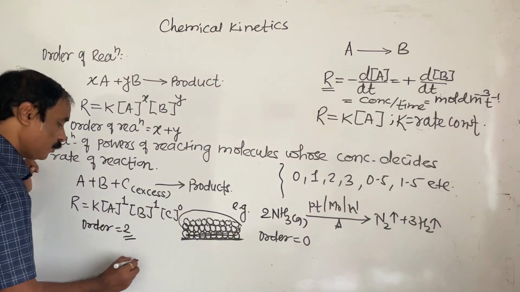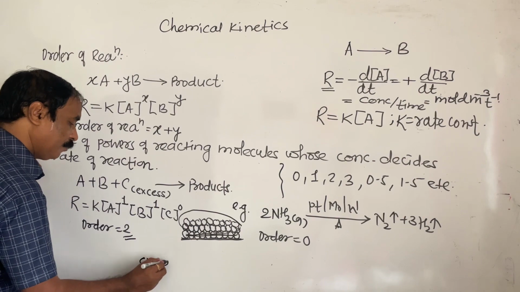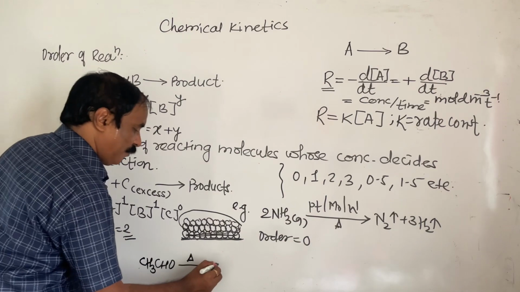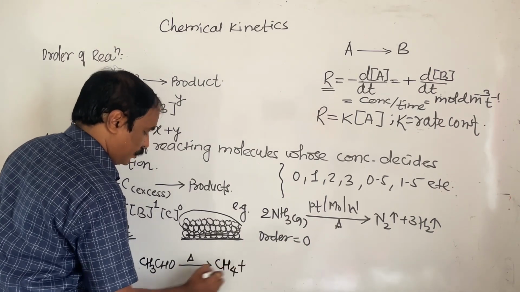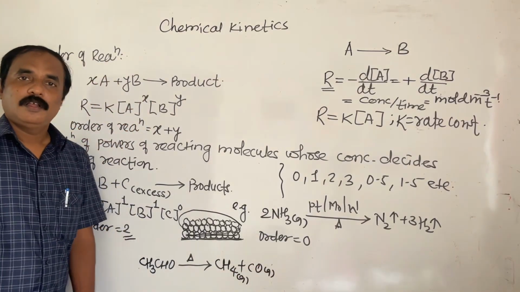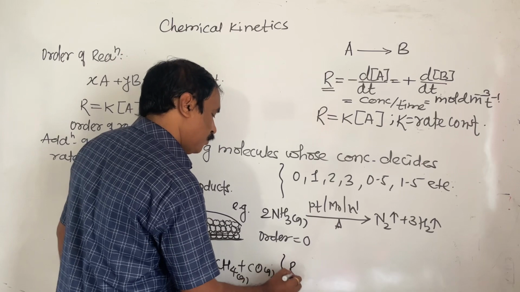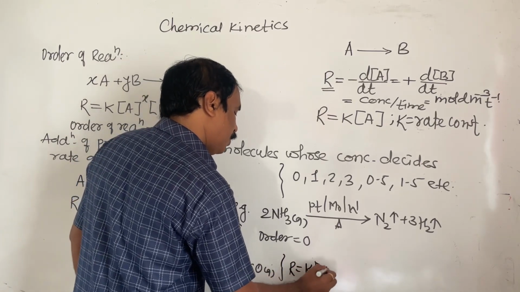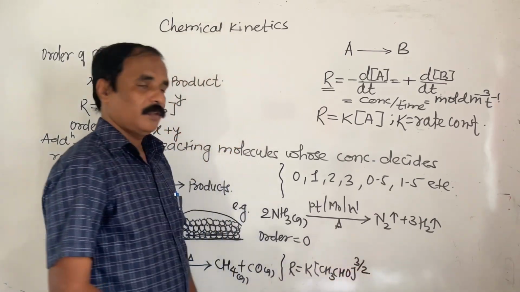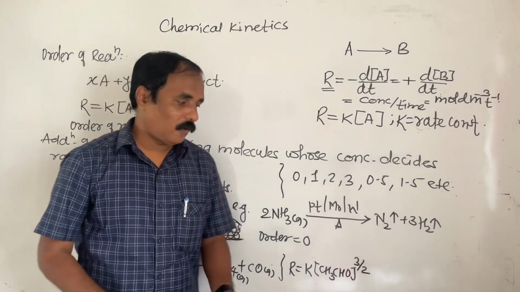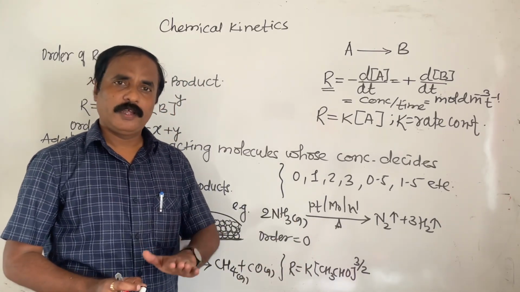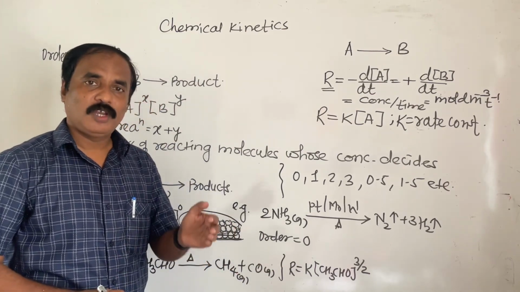Decomposition of acetaldehyde, इसका decomposition किया. Here formation of methane and carbon monoxide. And what is the rate law for this? Rate law for this, R is equal to K into concentration of acetaldehyde to the power 3/2. 3/2 is 1.5. And what is the order of reaction? It is 1.5. Yani order of reaction could be in fraction. Molecularity always in whole number.